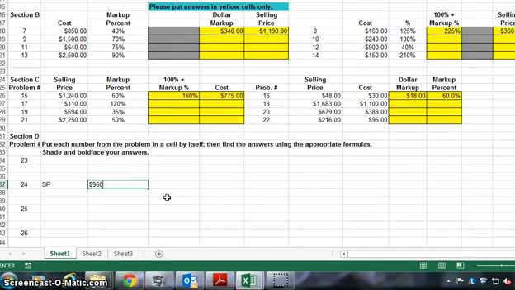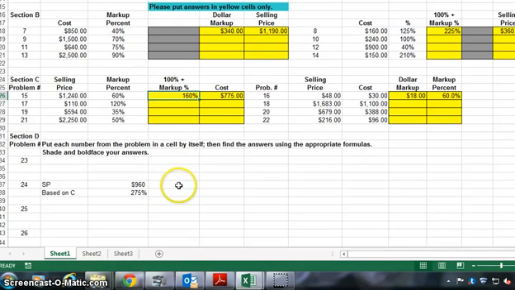And that's a markup of 275% based on cost. So the markup percent is 275%, and it's based on cost. Okay, we're looking for two things here. We're looking for the cost, and we have the selling price. So it's very similar to what we did up here. We have the selling price, we have the markup percent, and we're looking to find the cost.